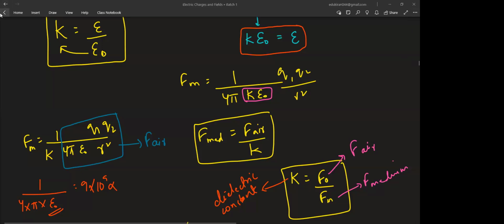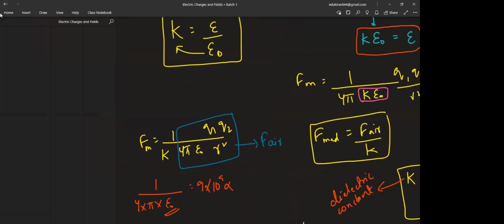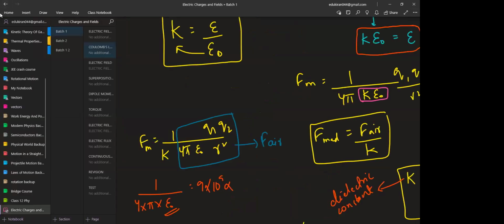Now see, this completes Coulomb's law as well. The electric charges and their concept with the properties are done. Coulomb's law is covered. So we'll be starting with electric field now.